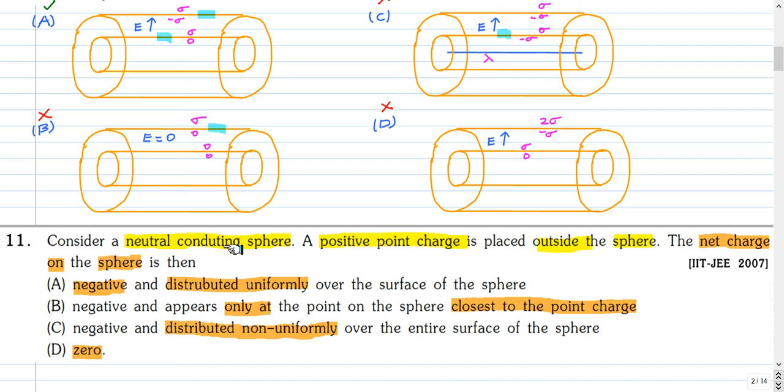Consider a neutral conducting sphere. A positive point charge is placed outside the sphere. The net charge on the sphere is then: option A, negative and distributed uniformly over the surface of the sphere; B, negative and appears only at a point on the sphere closest to the point charge; C, negative and distributed non-uniformly over the entire surface; option D, 0. You can pause and attempt this question.